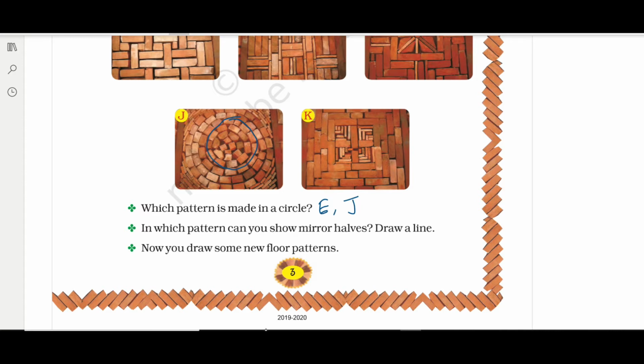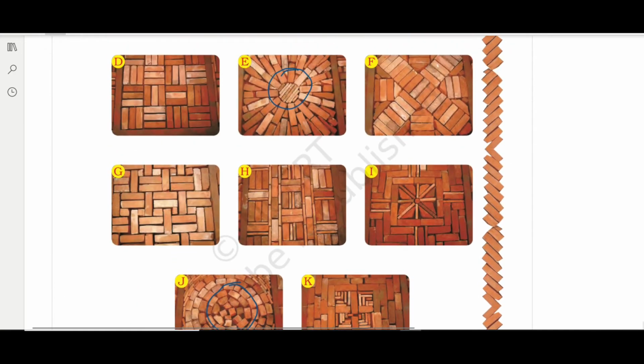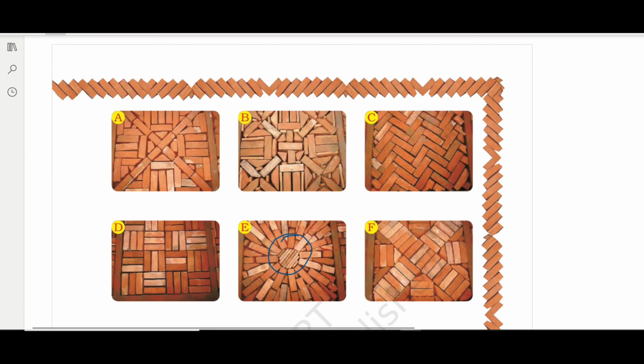So in which pattern can you show mirror halves? Draw a line. So what do you mean by a mirror half is, he's asking us in the question itself, if I draw a line in the middle, either like this or like this, it should be a reflection of that one. It should be just like a mirror image of that one. So if you look at these diagrams, out of all, how many are mirror images?